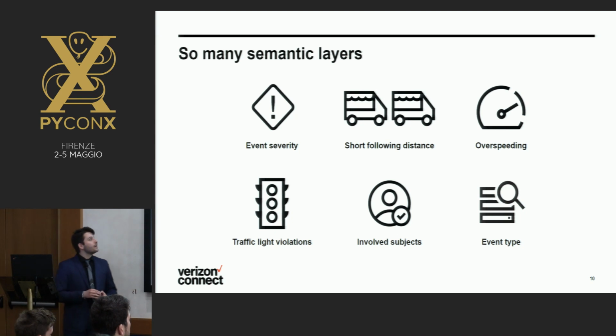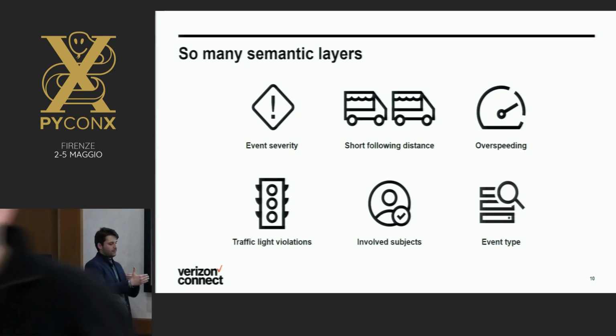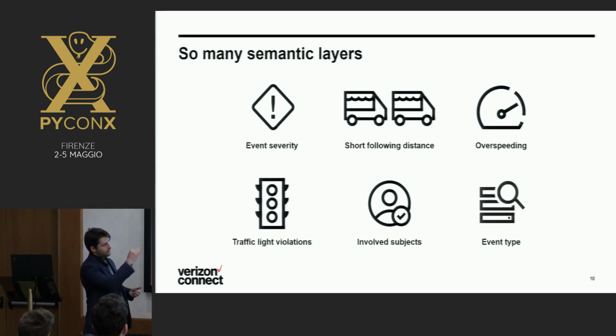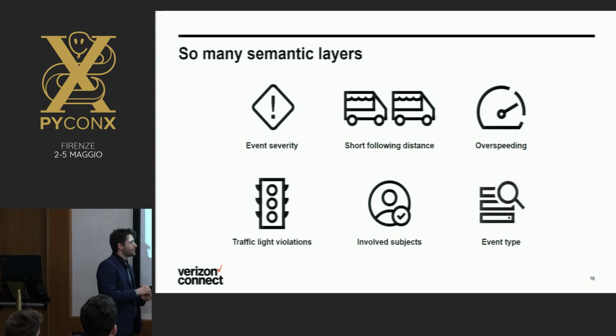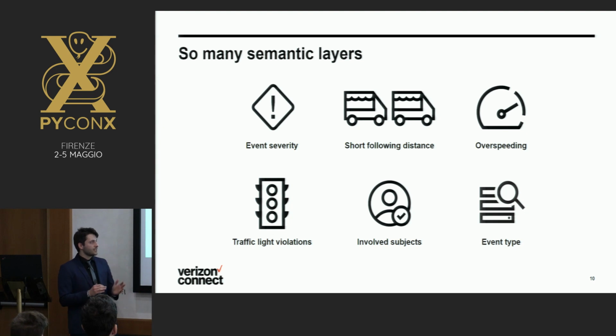Adding a video could mean opening a whole set of doors towards a set of different semantic layers. For example, on the lowest level, we might want to be able to detect the event severity. We might want to be able to detect if there is a short following distance, so if we are too close to the front vehicle, or kinds of violations such as the overspeeding and traffic light violations, up to higher level motivations such as detecting the involved subjects in a crash, in an event, and the event type itself.